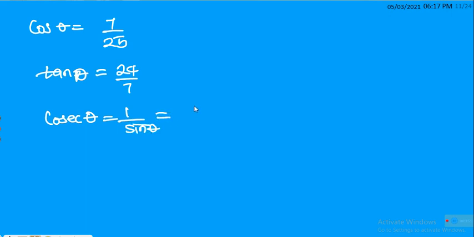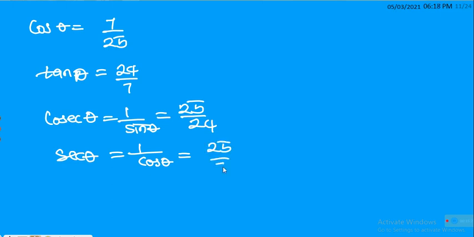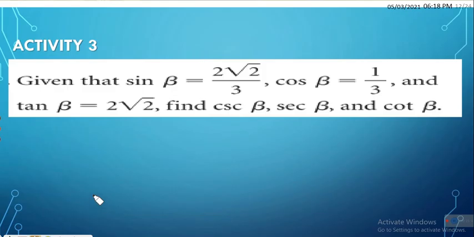1/sine theta, which is actually that will be 25/24, of course, and sec theta, which is 1/cos theta, that will be 25/7, and lastly cot theta, which is 1/tan theta, will be 7/24. These are the other 5 trigonometric function values for the particular triangle, guys, and then we are done.